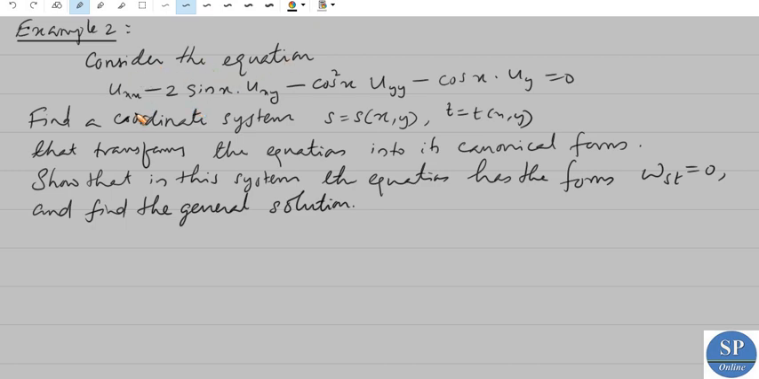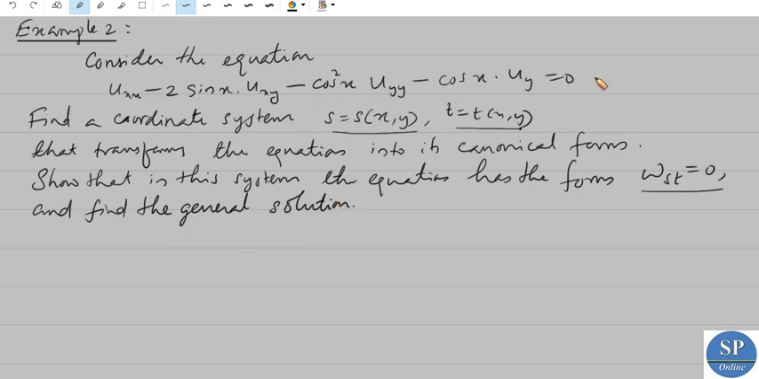So consider the equation u_xx minus 2 sin x u_xy minus cos² x u_yy minus cos x u_y equals 0. Find a coordinate system s equal to s(x,y), t equal to t(x,y) that transforms this equation into canonical form. Show that in this system the equation has the form w_st equal to 0 and find the general solution of this equation. So first we have to convert this equation into its canonical form, and thus we have to find the general solution of this equation.